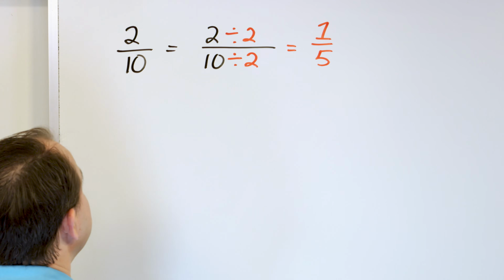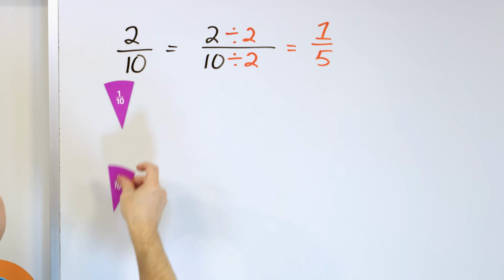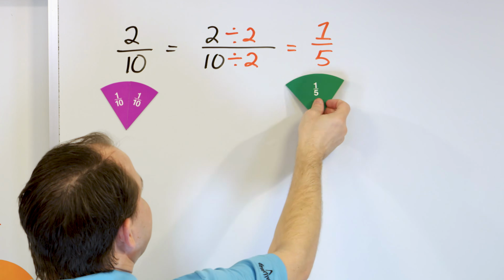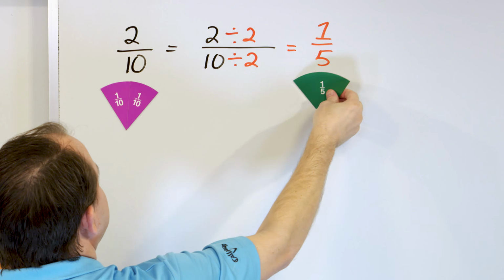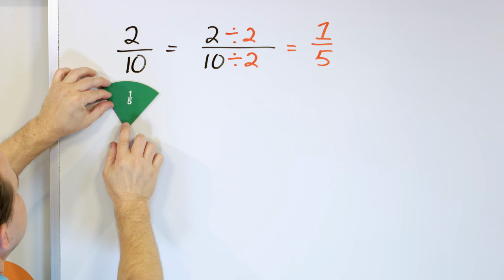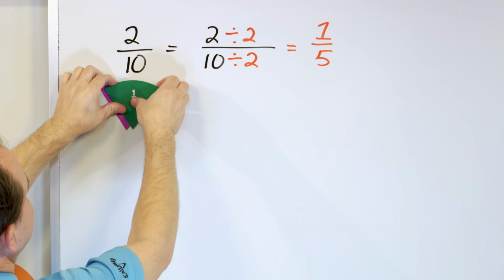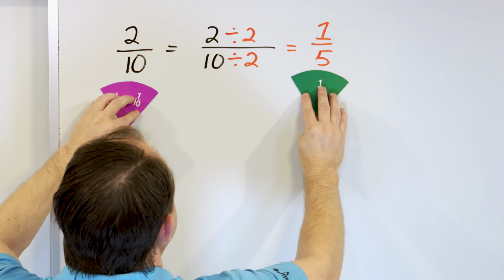So what we want to do is see if that's true. Here's 1/10, here's 2/10. And then we're asking ourselves, is the fraction 1/5 here the same? And of course we can pick it up and put it right on top. You can see that they're not just close, they're not just kind of sort of equal, they're exactly the same thing. 2/10 is exactly the same thing as 1/5.